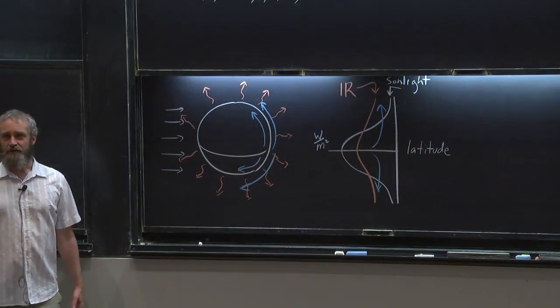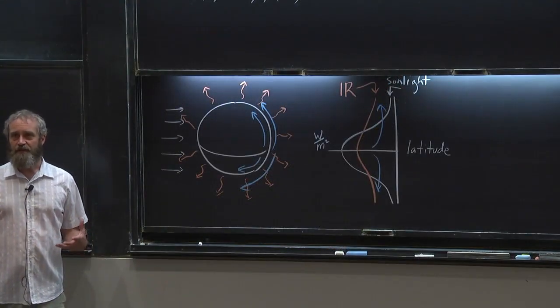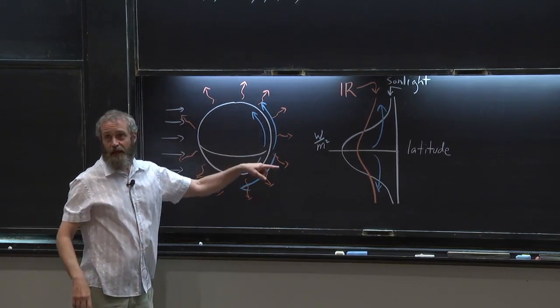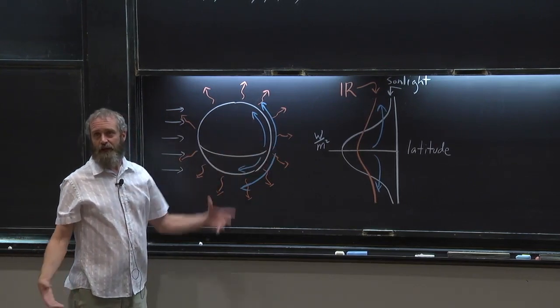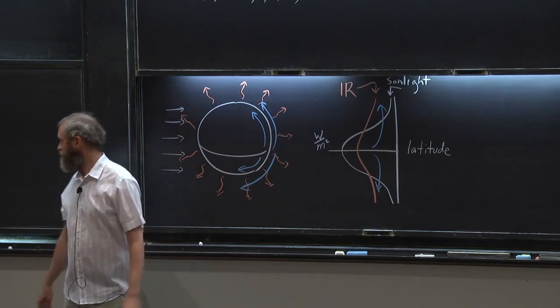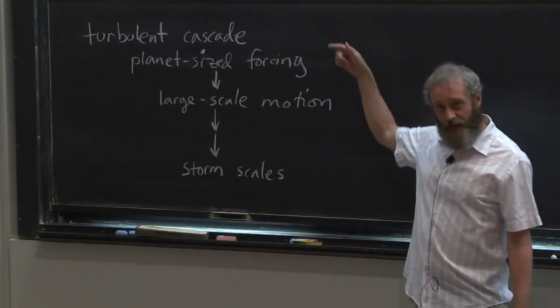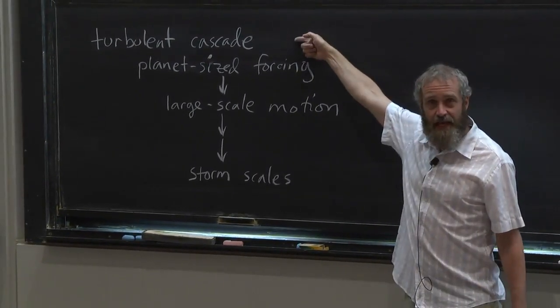So in order to simulate the climate, we have to simulate the processes by which this heat gets carried from the equator to the pole. We have to simulate the weather. And this is hard because of a phenomenon known as the turbulent cascade.